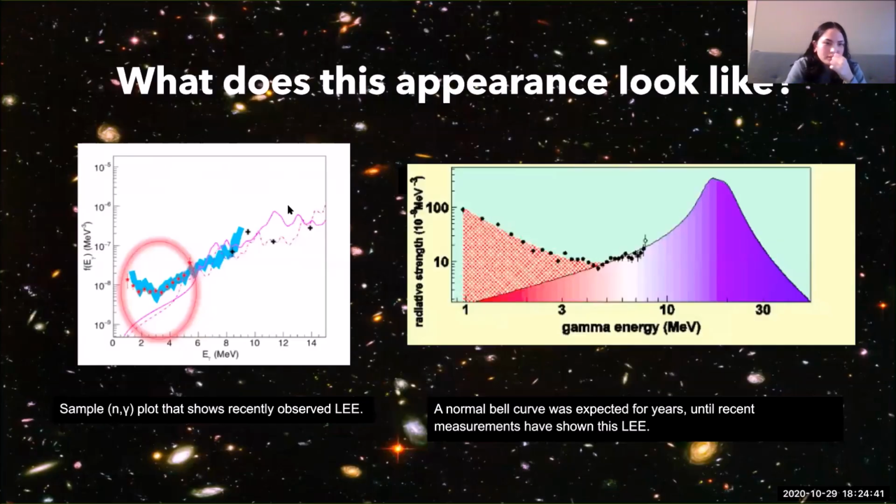This is a sample plot that shows the upturn in this circle here. It's expected to go down in this natural bell curve, but in recent years, it's been showing an increase at lower energies here, as you can see.